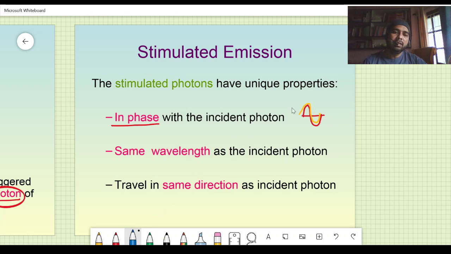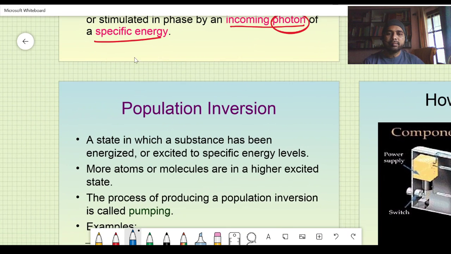Out of phase will be something like this. Out of phase will be the blue line there. So the same wavelength as an incident photon, and they travel in the same direction as an incident photon. So that is the level there.